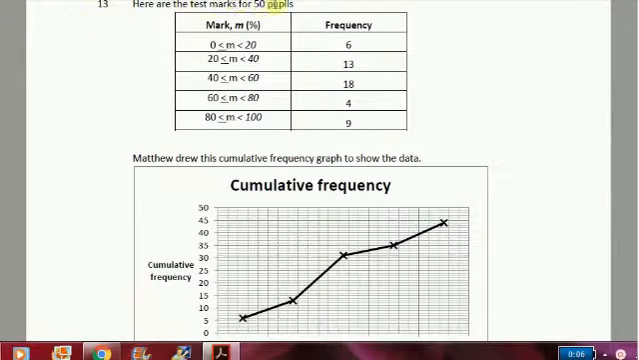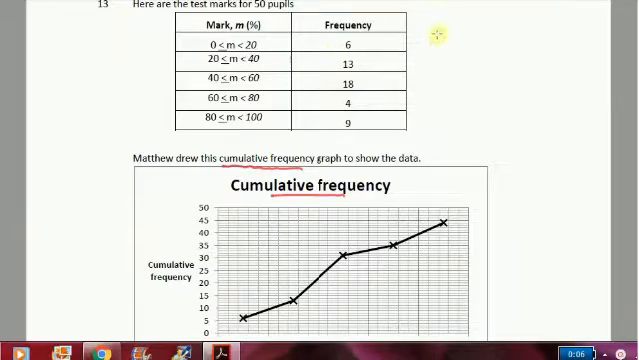13. Here are the test marks for 50 pupils. Matthew drew the cumulative frequency graph to show the data. Cumulative frequency is the important word there. It's different from ordinary frequency.